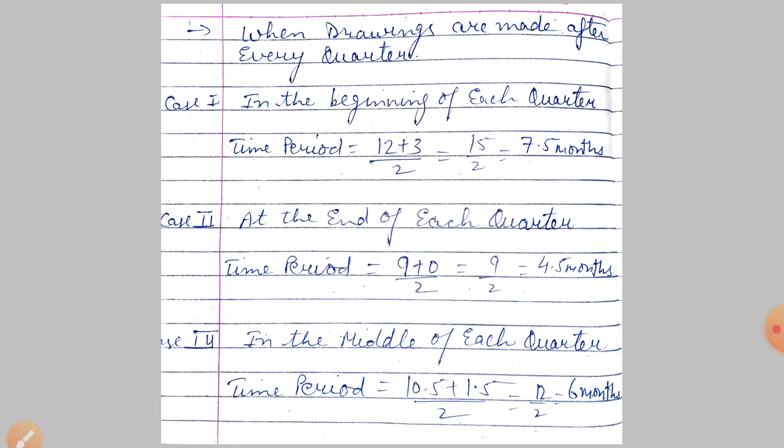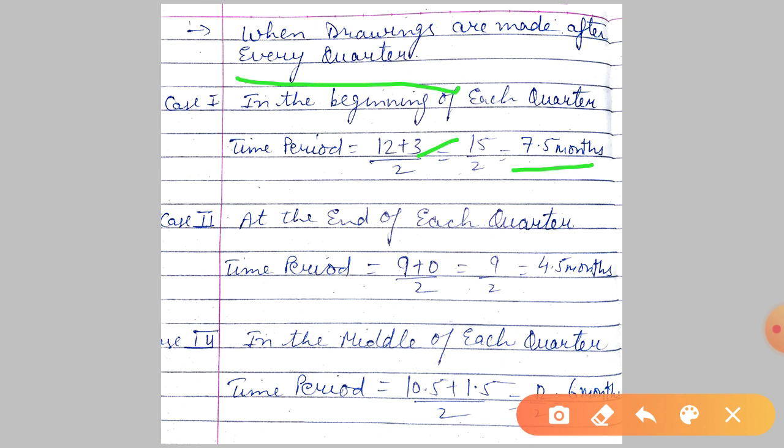Same way, if drawings are made after every quarter, so there are 4 quarters: April, May, June, then July, August, September, then the third quarter October, November, December, and the last fourth quarter January, February, March. So if drawings are made in that pattern, then what will be the time period? The formula will remain the same. Time period remaining after first drawing is 12 months. Time period remaining after last drawing is 3 months, so divided by 2, it will be 7.5 months.